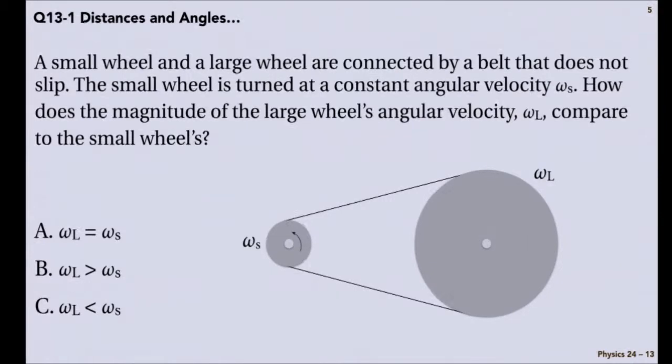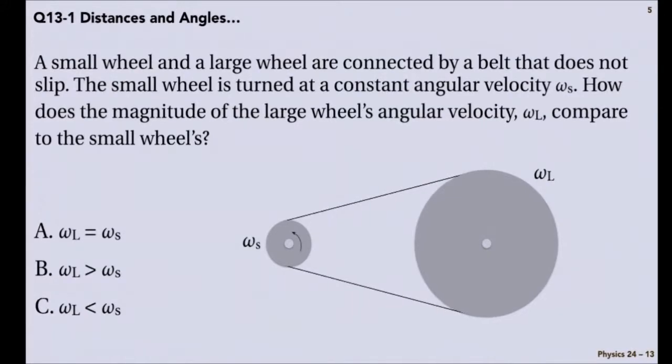The smaller one has fewer spokes and the larger one has more. In order to have the same number as in the smaller one, the larger one has to go less around. Mm-hmm. So what is the same about the two of them? Velocity of what? The belt. The belt. It's the same belt.